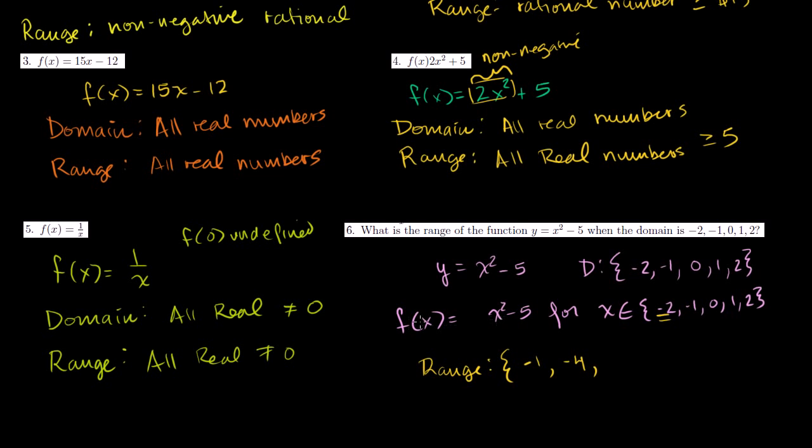You have 0. So f of 0, you have 0 squared minus 5. That's -5. Then you have 1. 1 squared minus 5. Once again, that's -4. So it's already in our range. Then you have 2. 2 squared minus 5. That's -1. Already in our range. So that's all of the values that this function can take on, given that we've restricted it to only these inputs.